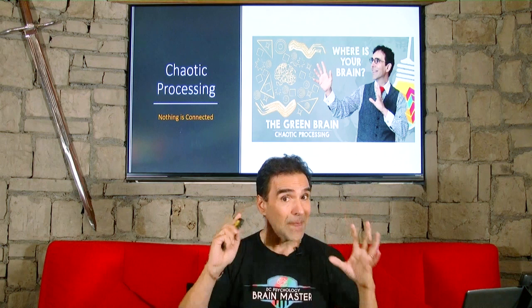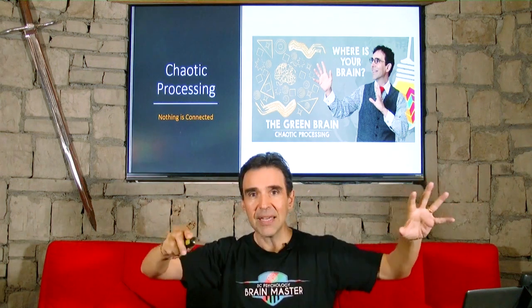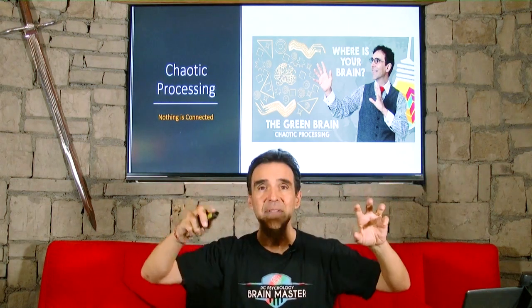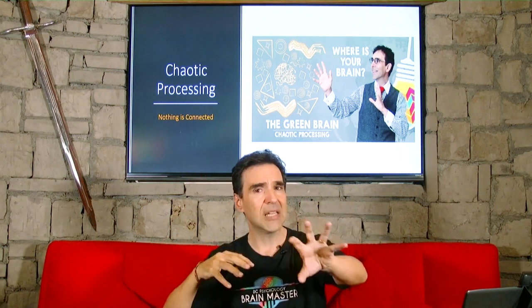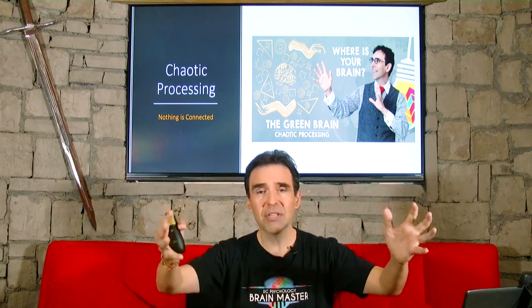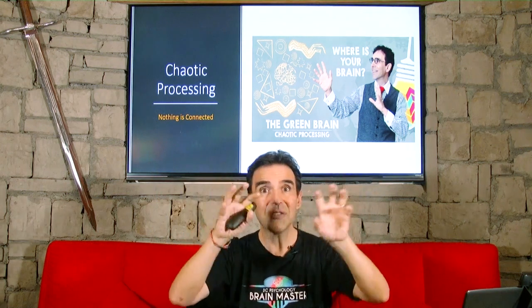All right, so let's look at the fact that green brains are chaotic processing. Nothing is connected. All right? Now, as a brain process where nothing is connected, that means that you've got all of these different things, and in order to create stuff, whether it be an idea, a decision, a project design, anything, okay, you've got to be able to put stuff together.